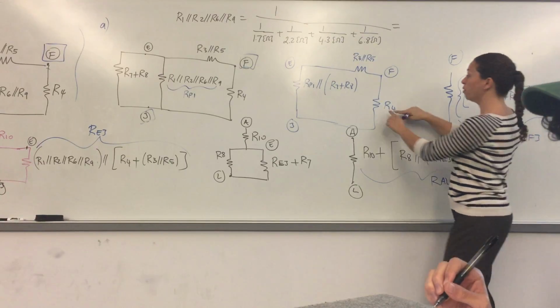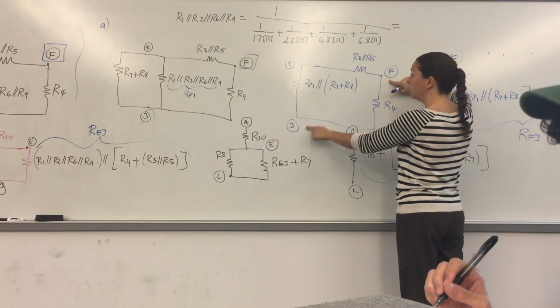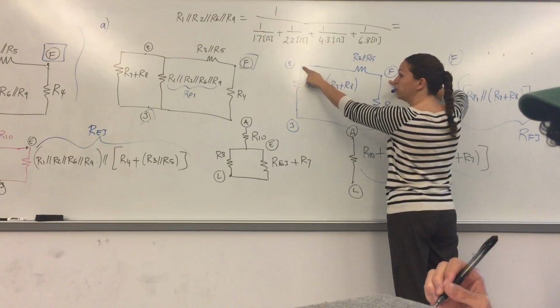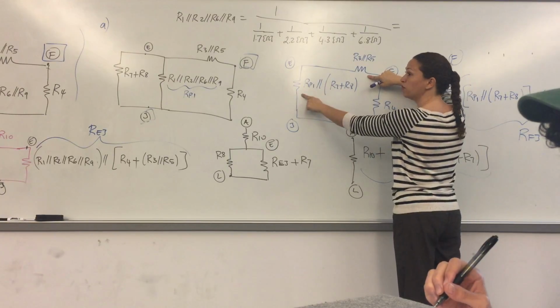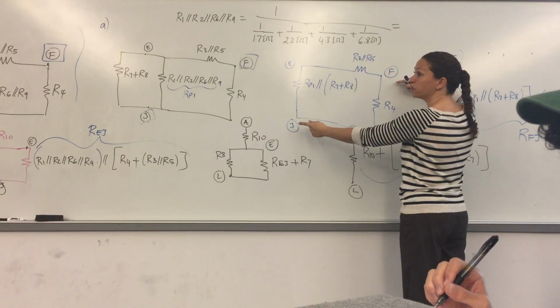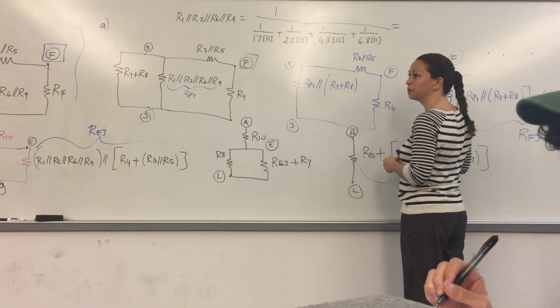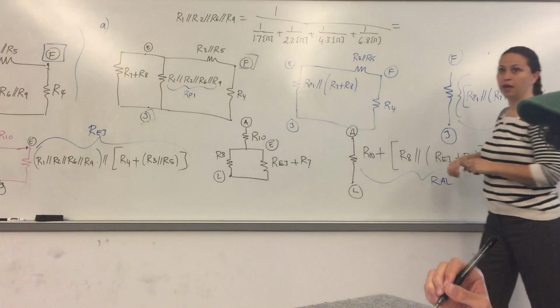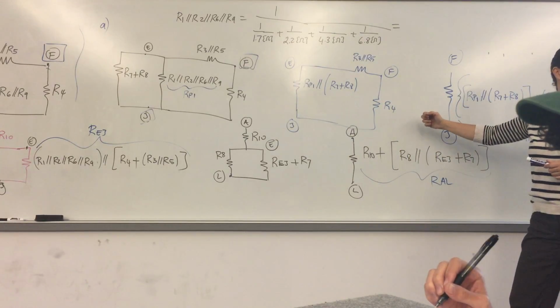Why is it J and F, right? When you combine those two resistors, E will be lost, and then the series combination will be in between the J and F. So they share the same node pairs, right? That's why they're in parallel. Okay? Any other questions on this?